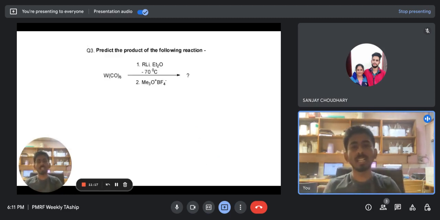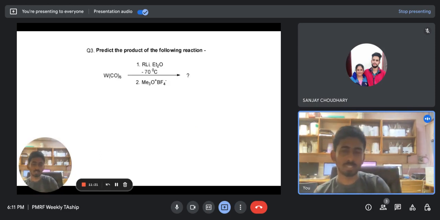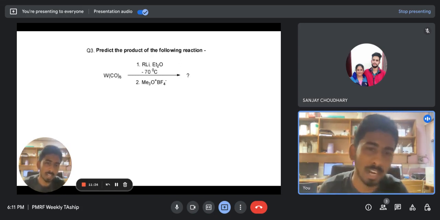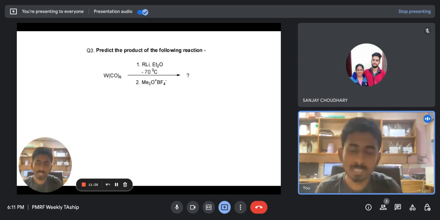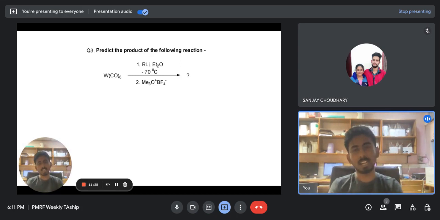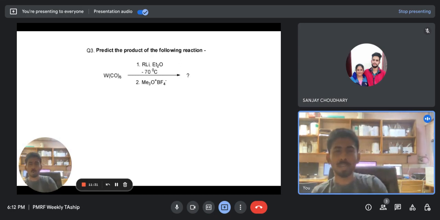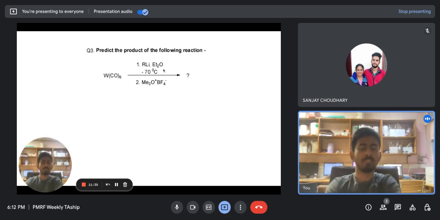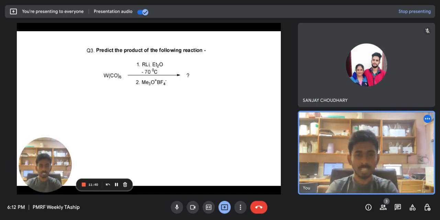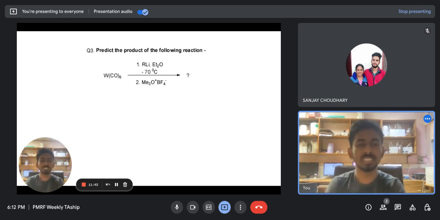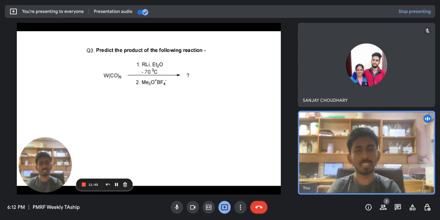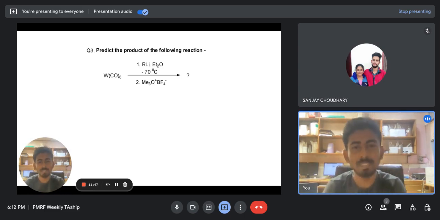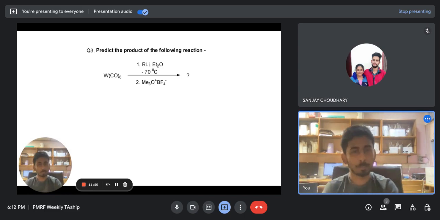So the next question here is a very popular question. It is very important also in the context of the formation of Fischer carbene complexes. Firstly, the question is: tungsten hexacarbonyl, W(CO)6, is reacted with alkyl lithium in ethereal solvents at a cryogenic temperature of minus 70 degrees Celsius, and then the corresponding compound is treated with trimethyloxonium tetrafluoroborate, Me3OBF4. So what is the product?